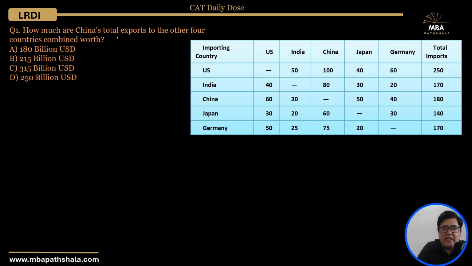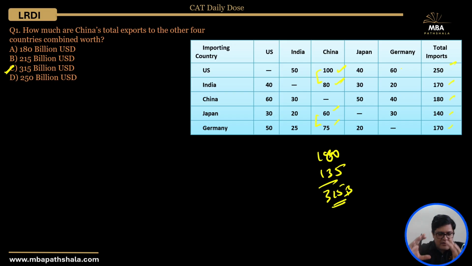How much are China's total exports to other 4 countries? Understand exports. I'm supposed to add this, this, and this. This is 180 and this is 135. 180 and 135 is 315 billion. That is what China is sending abroad, China's exports. Exports are vertical line, horizontal are imports.